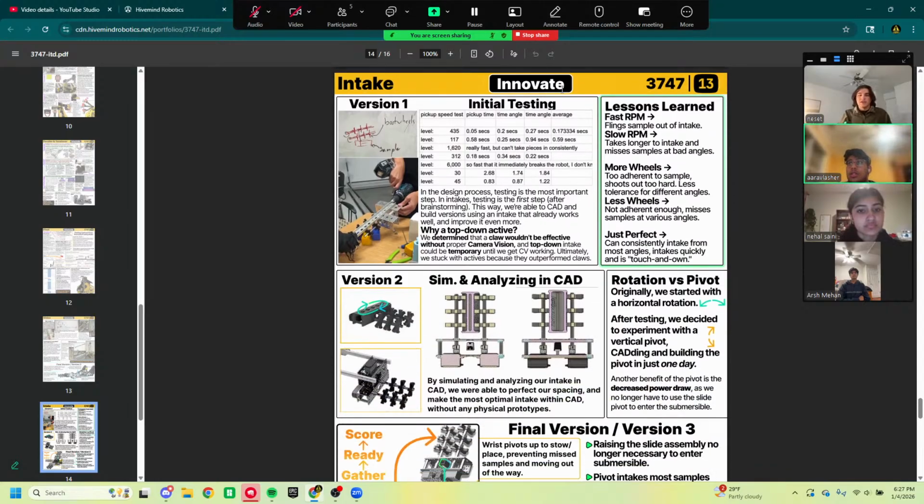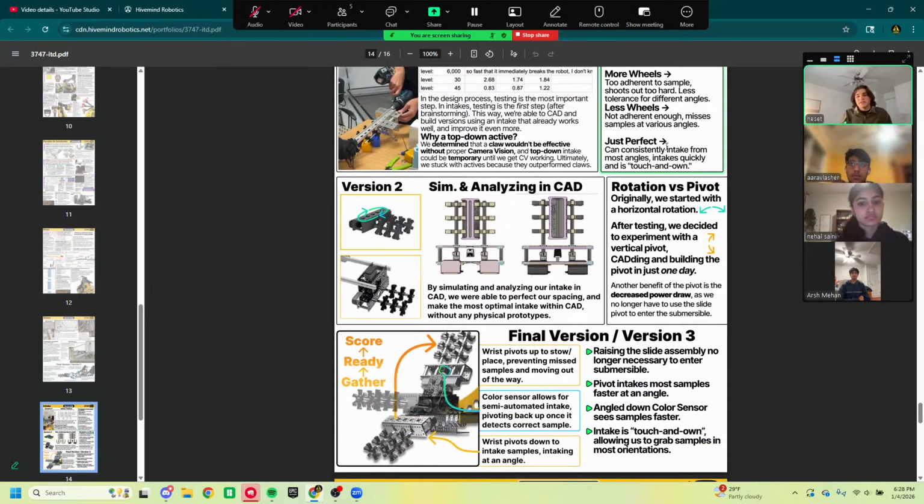And then this page. Talking about the simulations, the intake is an example where we did, I think, a cross-section analysis of the intake. And with the lessons learned, there's decision making.